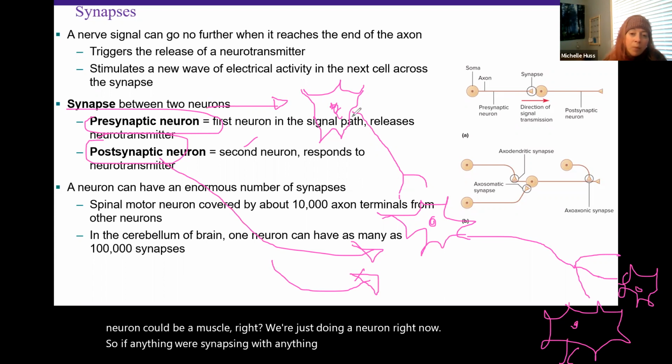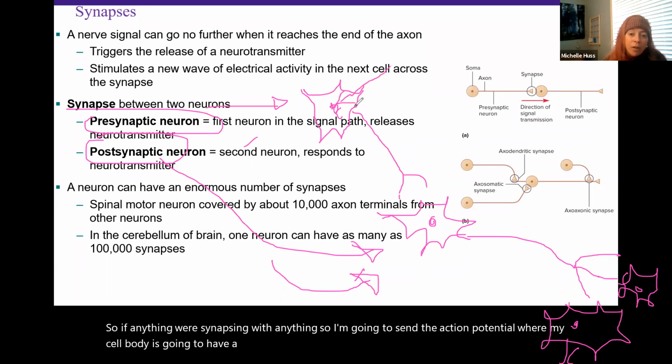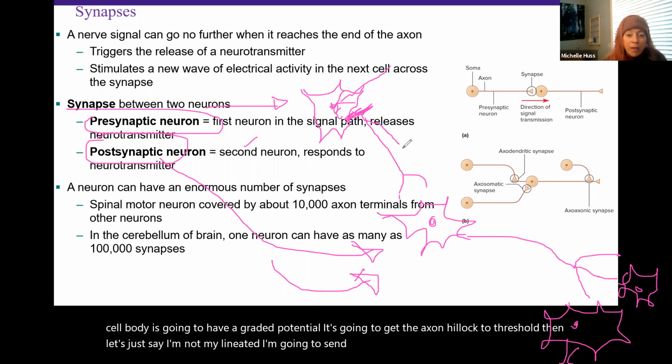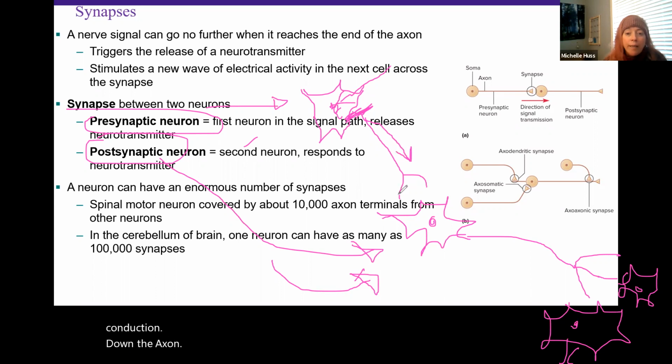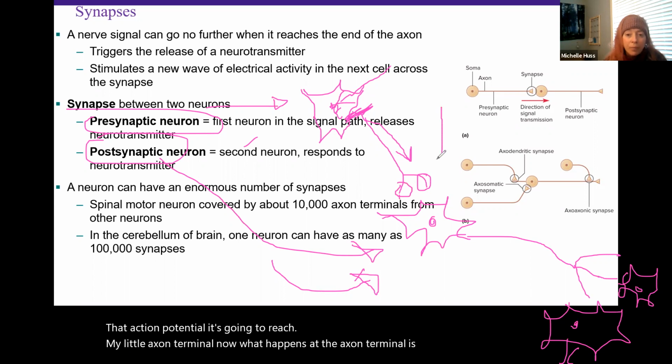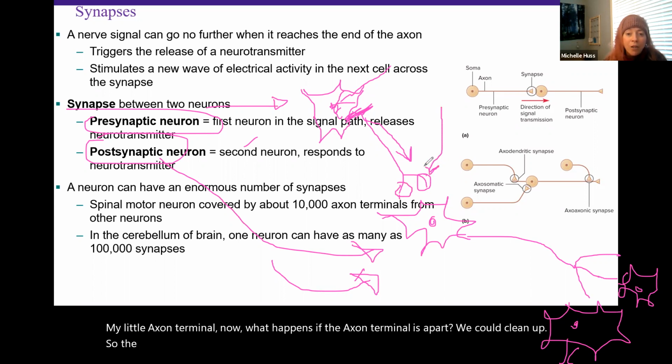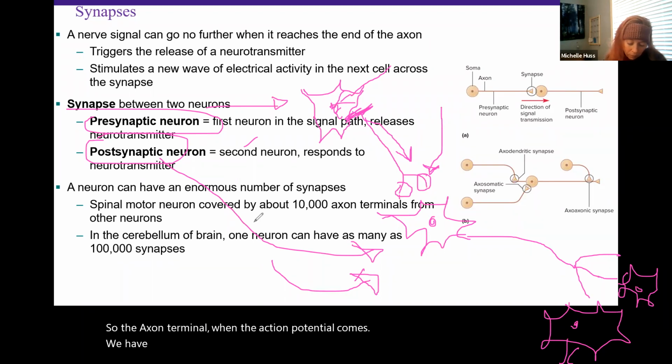So I'm going to send the action potential where my cell body is going to have a graded potential. It's going to get the axon hillock to threshold. Then let's just say I'm not myelinated. I'm going to send this action potential with continuous conduction down the axon. When I get to the end, that action potential is going to reach my little axon terminal. Now, what happens at the axon terminal is a part we could clean up. So at the axon terminal, when the action potential comes, we have calcium voltage gated channels.